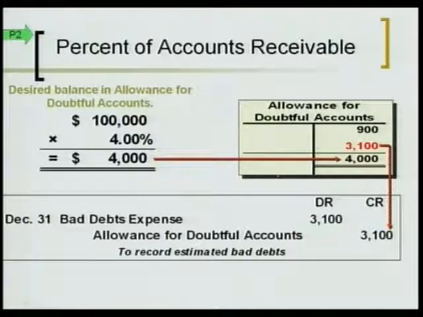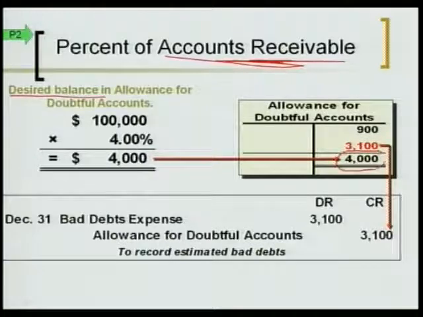The percentage of sales, you just do a calculation and it goes straight to the journal entry. The percent of accounts receivable method, you figure out your desired balance. Okay? That's what we want as our ending balance. Now, what do we have to do to bring a 900 credit balance to a desired ending balance of 4,000? We have to make our journal entry for 3,100. Do you see what I'm saying? Yeah? Right?